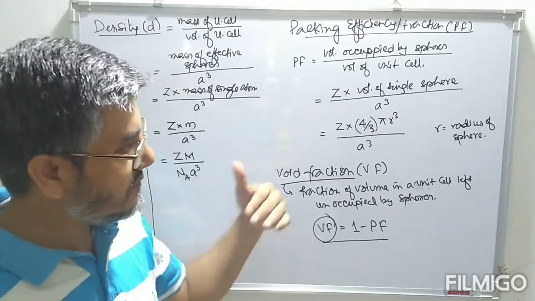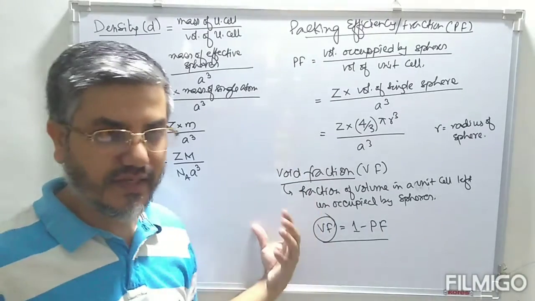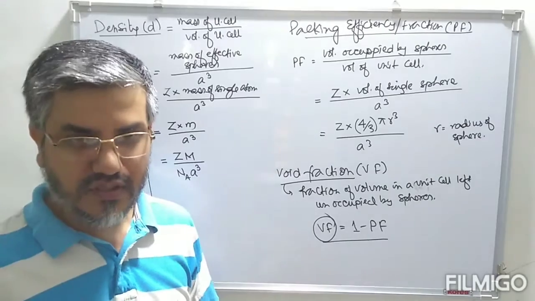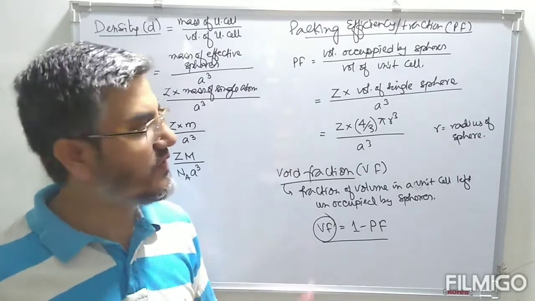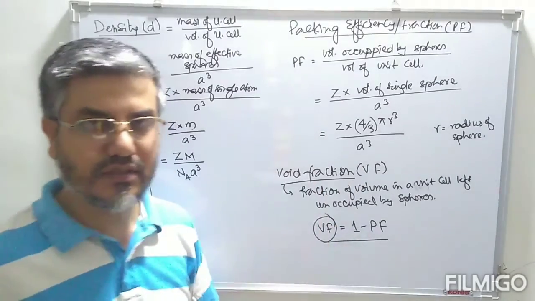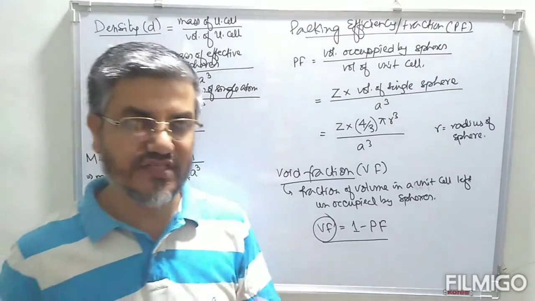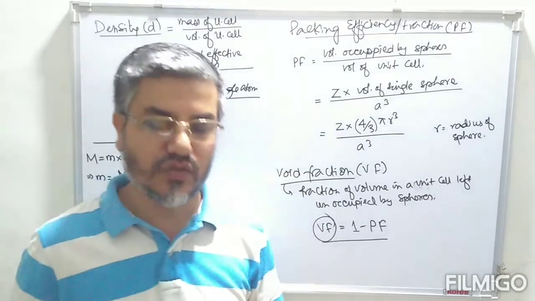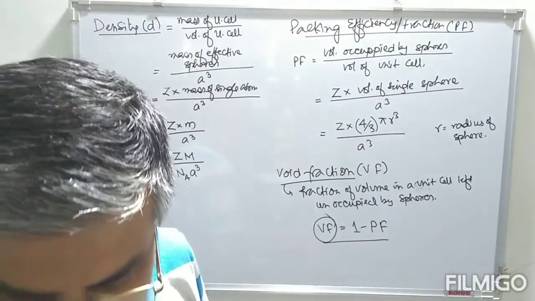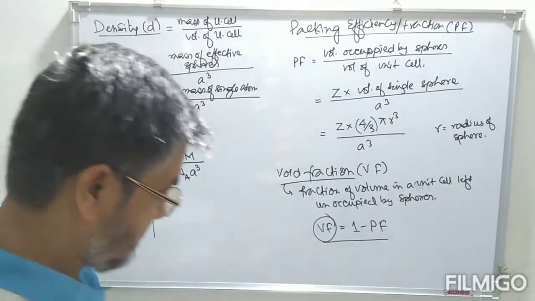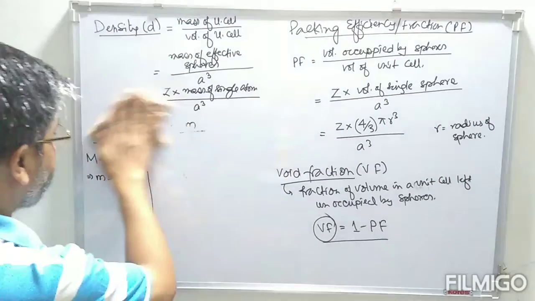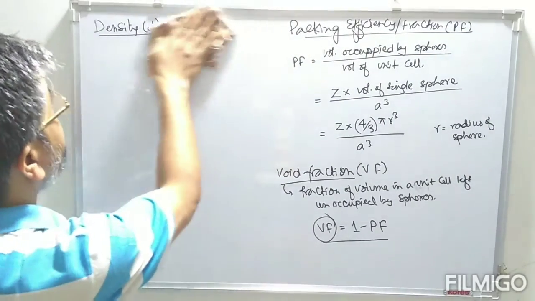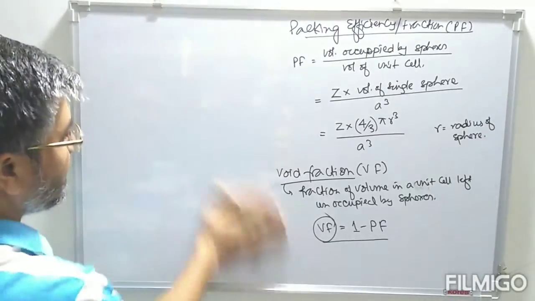Now we'll define all these parameters individually for different unit cells, like the simple cubic cell, face centered cubic cell, body centered cubic cell, and hexagonal unit cell. So first let's take the simple or primitive unit cell.